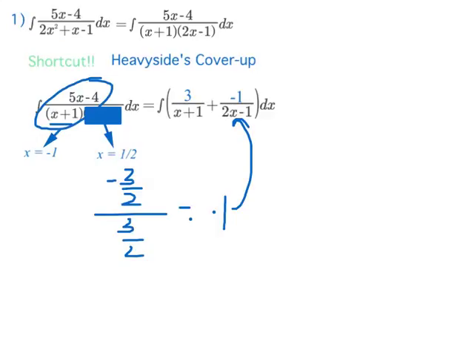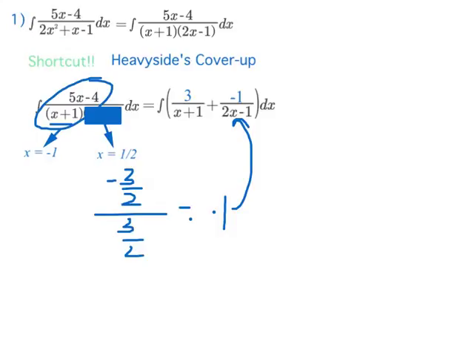So you're setting the linear factors in the denominator equal to 0. Whichever factor you just set equal to 0, you're literally covering up, and you're plugging that x value in for all the remaining x's, and that provides the numerator for the linear factor that you just covered.